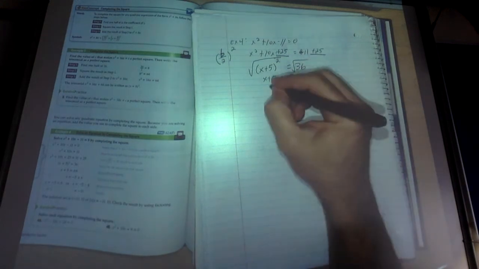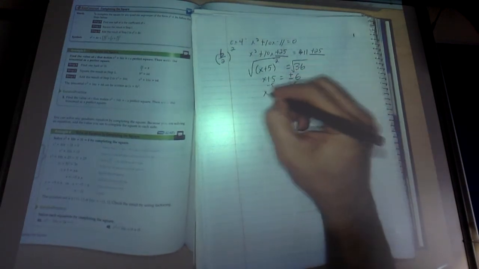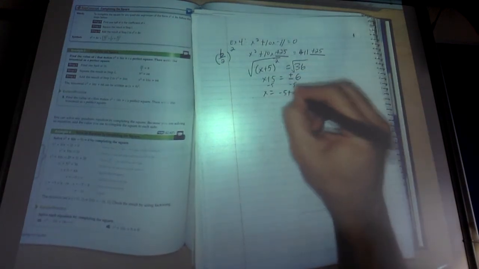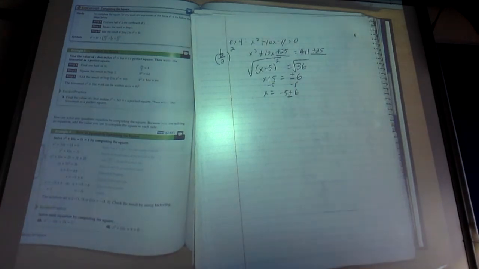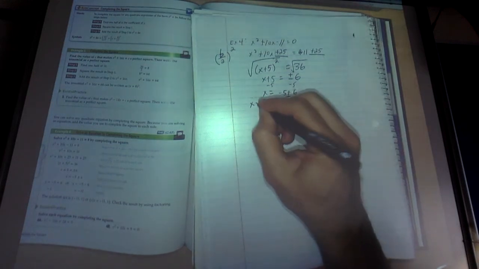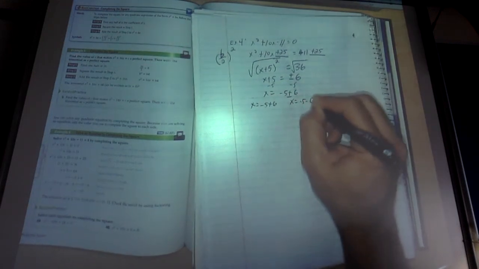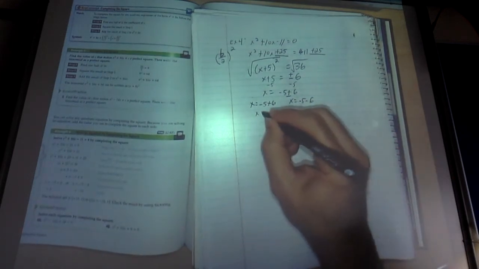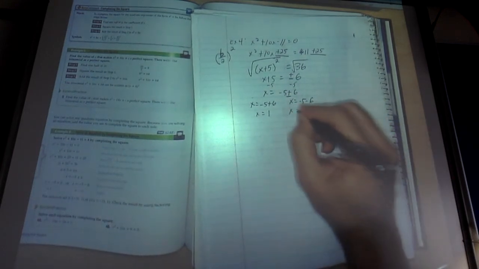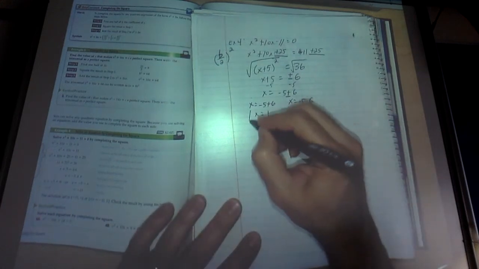Now I need to subtract 5 from both sides. When I do this, x equals negative 5 plus or minus 6. I'm going to write it that way to keep it together since it's plus or minus, and then I'm going to split it up. X equals negative 5 plus 6. X equals negative 5 minus 6. Pretty simple. Negative 5 plus 6 is 1. Negative 5 minus 6 is negative 11. There are your 2 roots.